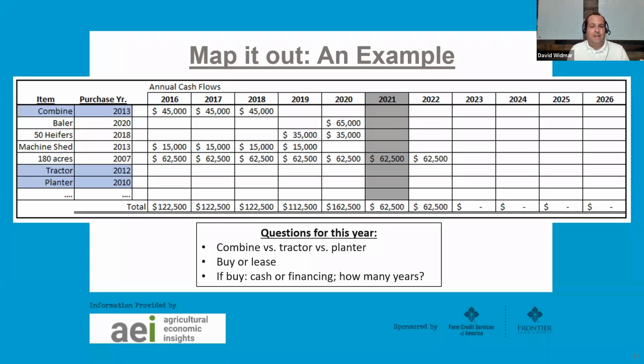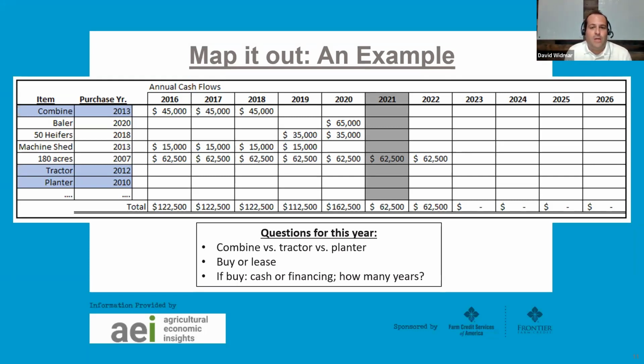And I highlighted in blue, they're thinking, okay, should we replace this combine? Should we replace our tractor, or should we replace our planter? Again, this is a simplified example, but hopefully this is very valuable. You can take this and apply it to your operation. They have a few decisions to make here, but being able to map all of this out, they have a big picture they can start to look at.